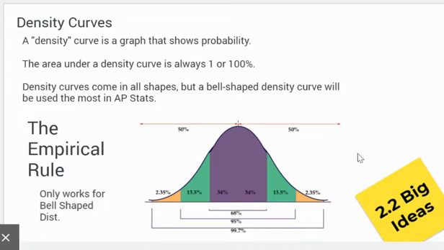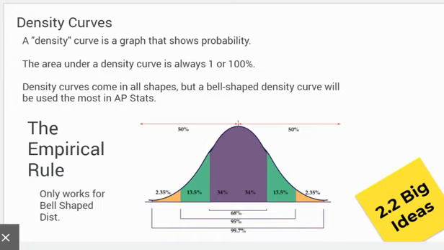Now, I want to remind you, and we probably talked about this in class as well, the empirical rule is not exact. It's just an approximation. As we move forward in the course, we're going to find some more exact ways to find the exact areas under the curve, but this is just a good approximation.